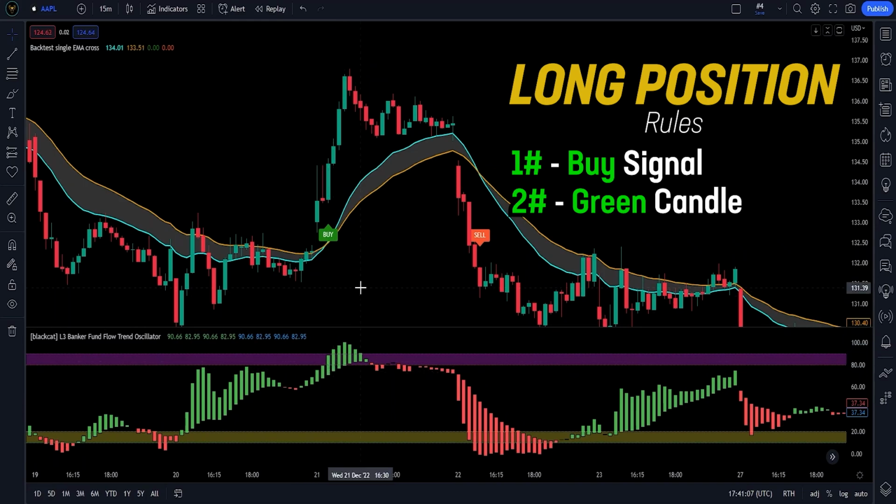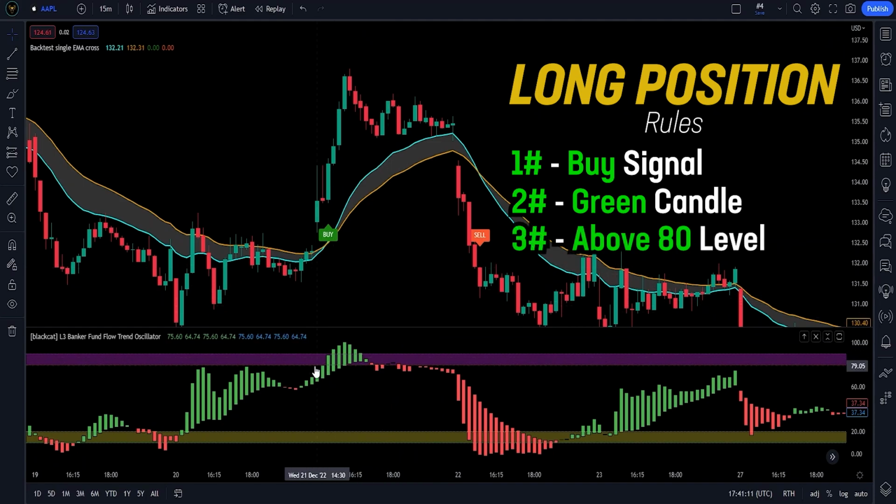Our third and final rule is that our trend oscillator candle should be above 80 level. This 80 level starts at the bottom of this purple colored section, so anything in this purple colored space, as well as above it, is signaling that we are in a bullish pattern. Be careful, because our second rule says that the candle must be green colored, or it's a fake signal otherwise.